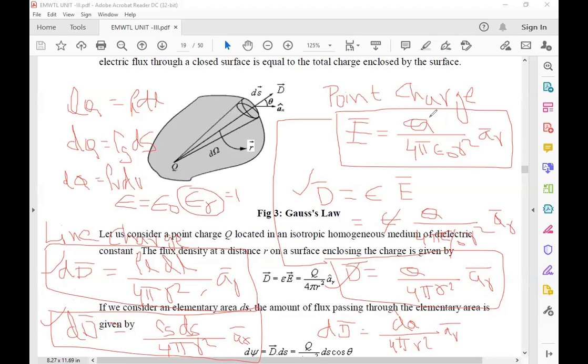In the previous class, day before yesterday, we learned the electric field intensity for the point charge, the line charge, the surface charge, and the volume charge. With the relation d bar is equal to epsilon into e bar, we get the electric flux density d bar is equal to q by 4 pi r square into AR. Okay.